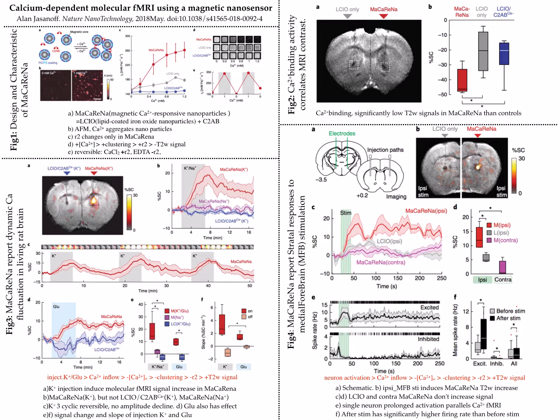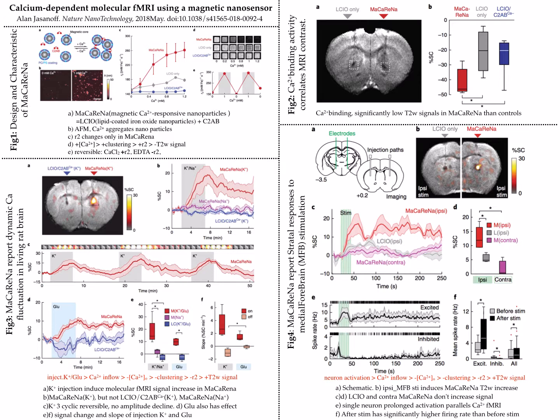And so you can see in figure 1, when you titrate calcium into the MaCaReNa, the nanoparticles actually can aggregate together. And when you remove the calcium ion, the nanoparticle and the C2AB will distribute evenly. This can actually be confirmed by AFM, atomic force microscopy, as you can see in figure B.